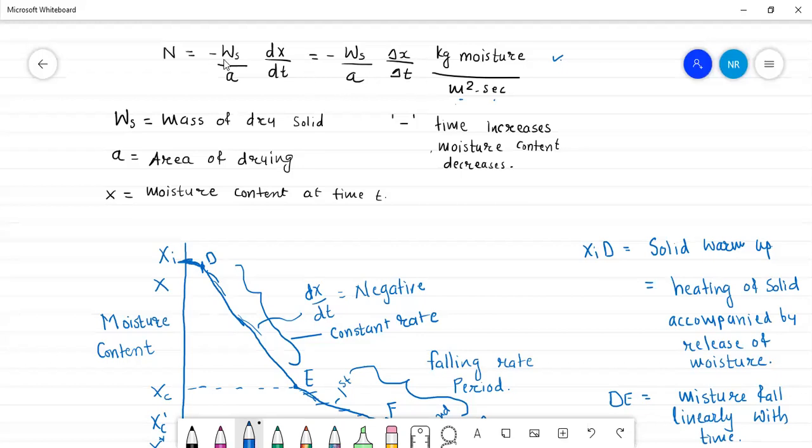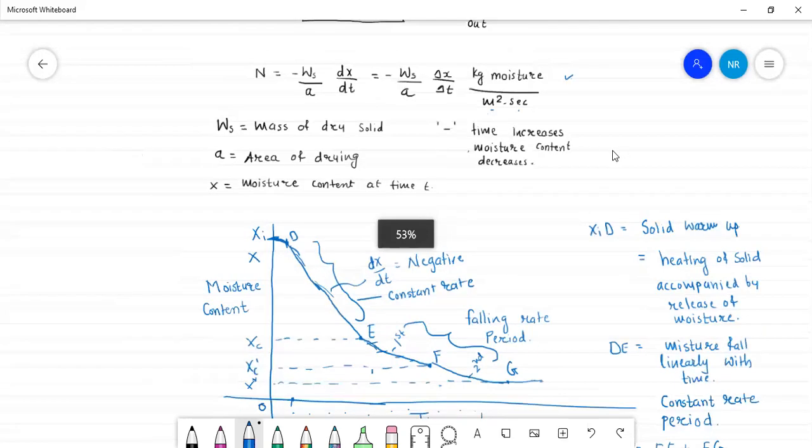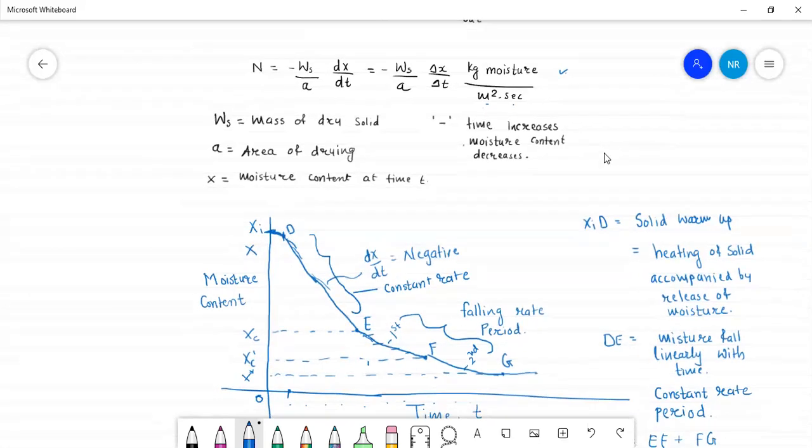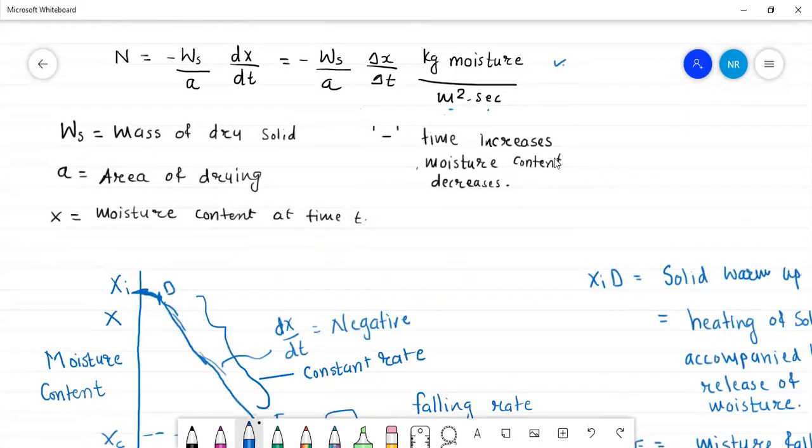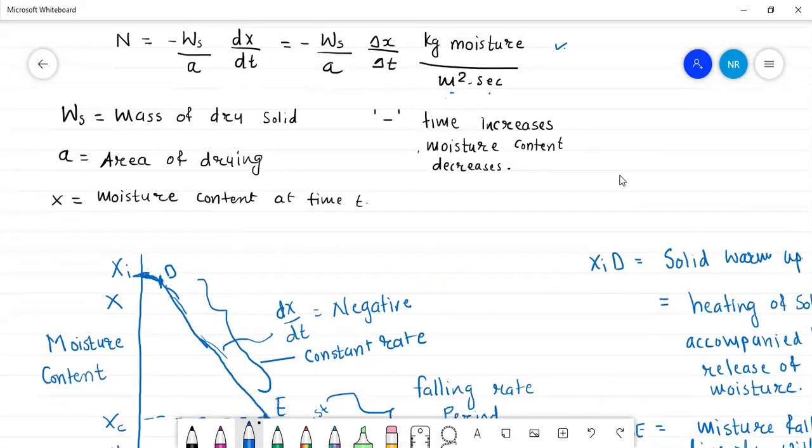So now we can calculate the different moisture contents. We have different rates of drying. For example, what is the moisture content at this time? What will the moisture content be at this time? So we have different values of moisture and different values of rate of drying. We have the mass of solid, we know the moisture content change will be fixed, we know the time, and we know delta x using the graph.